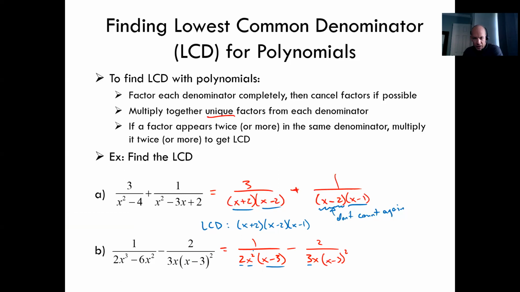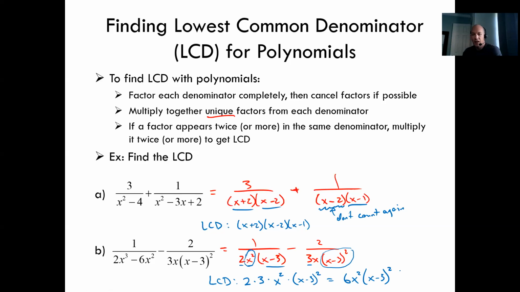Now this one, of course, contains x squared, so since that's the highest power, that tells me the lowest common denominator has to contain 2 x's. And over here, this one has 2 x minus 3's, and there's 1 x minus 3 over here. So what does our lowest common denominator have to contain? It must have a 2, it must have a 3, it's got to have an x squared, and it has to have an x minus 3 squared. So that becomes 6x squared, x minus 3 squared.